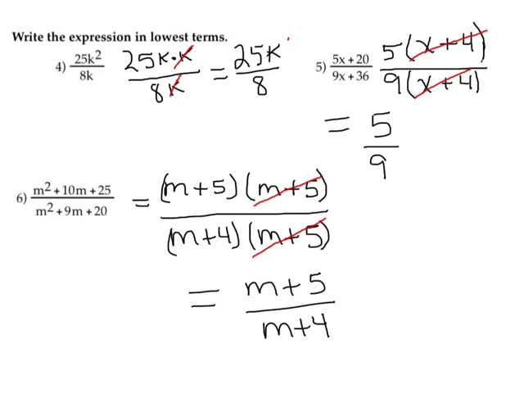Now, a lot of people think they can eliminate or line out these m's, but because we are adding in the numerator and adding in the denominator, with m plus 5 and m plus 4, we cannot cross this out. Had it been multiplication in both the numerator and denominator, then we could have crossed out the m's, but that is not the case in this situation. So our answer is m plus 5 divided by m plus 4. That's what we're talking about when we want you to write an expression in its lowest terms.